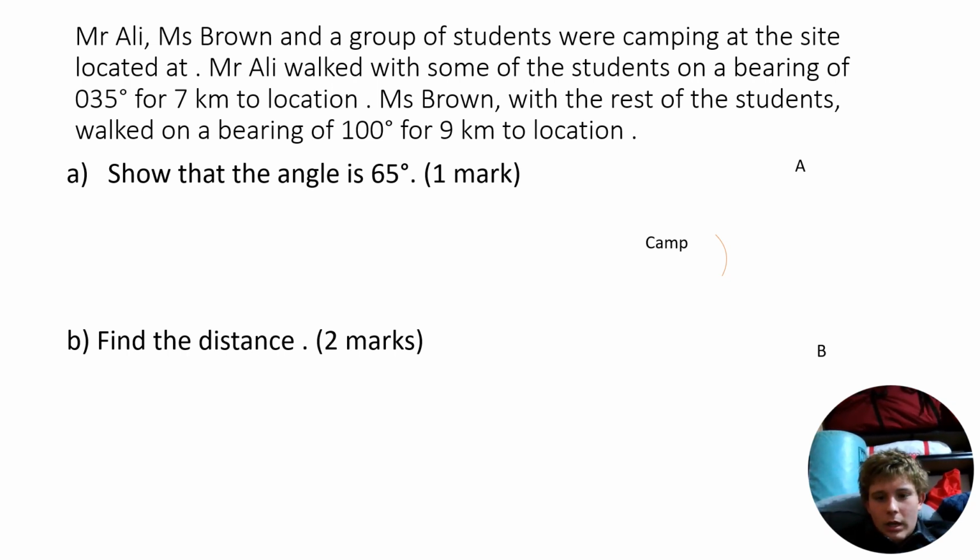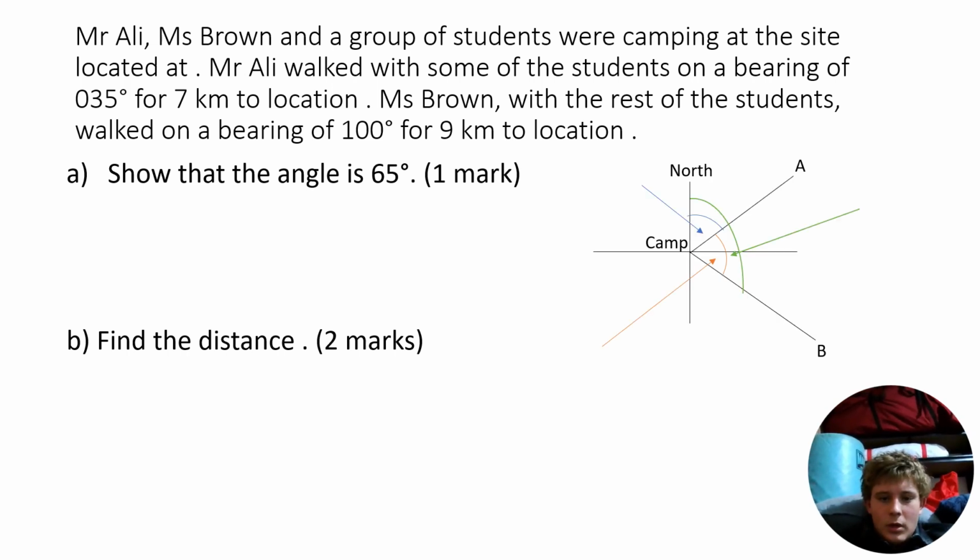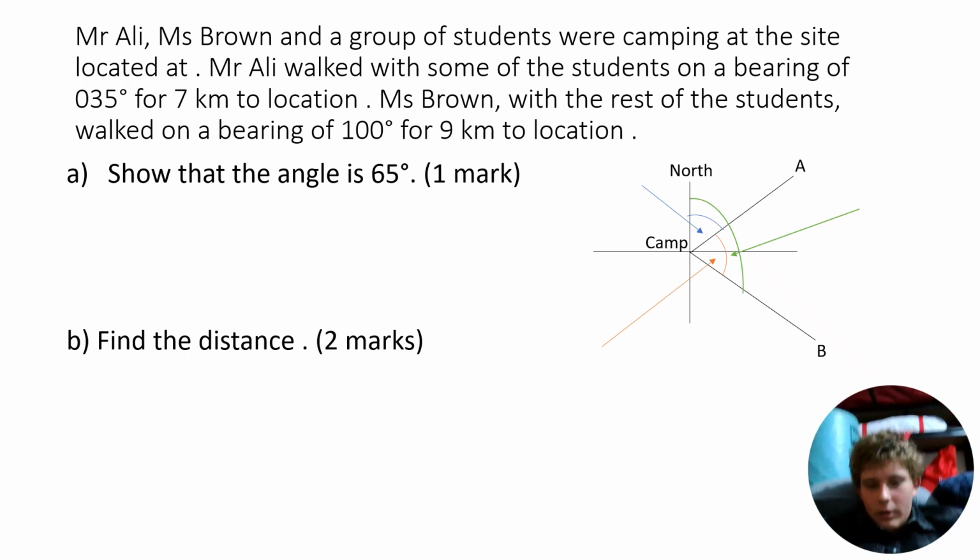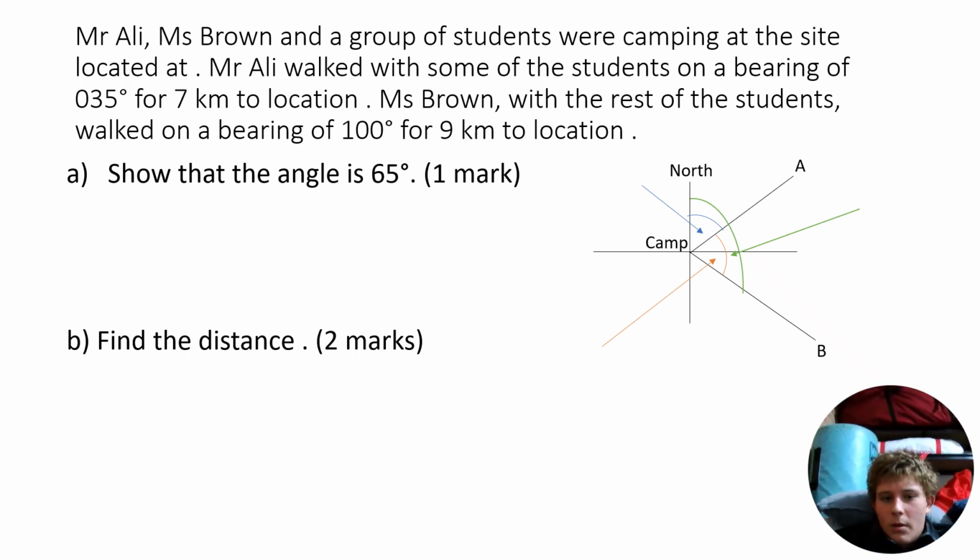I don't know where it's located. Mr. Ali walked with some students on a bearing of 035 degrees for 7 km to a location. Mrs. Brown and the rest of the students walked on a bearing of 100 degrees for 9 km to the location. Now it looks pretty crowded, and it is, but we're going to have a look at our diagram.